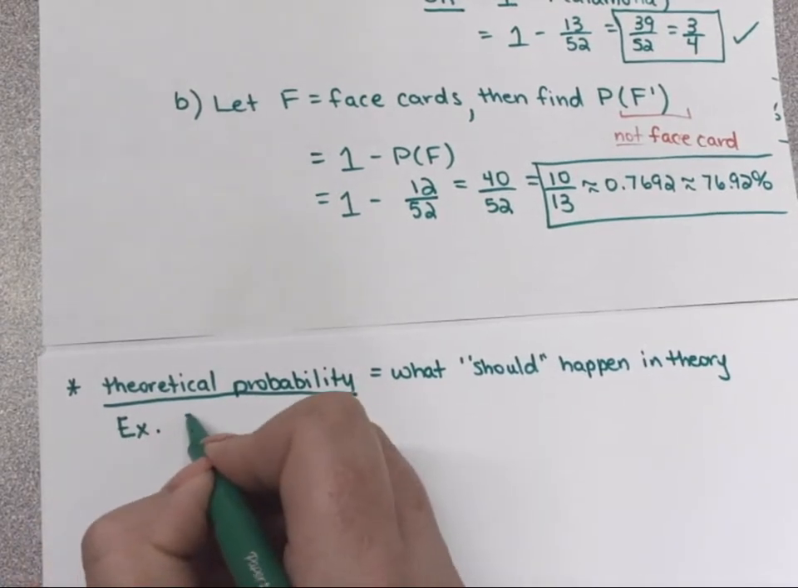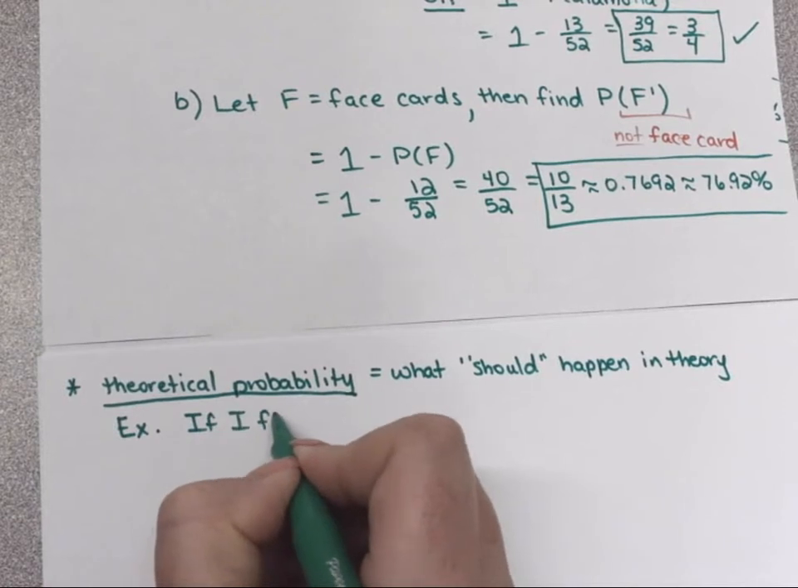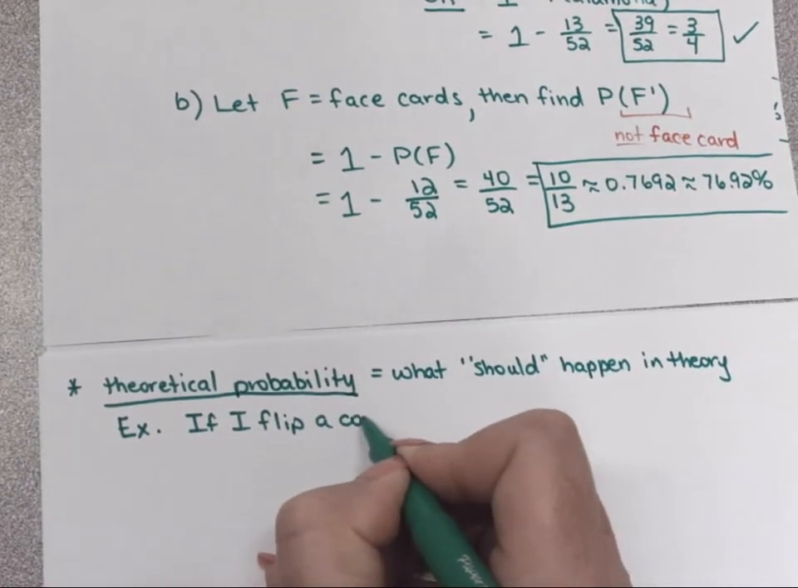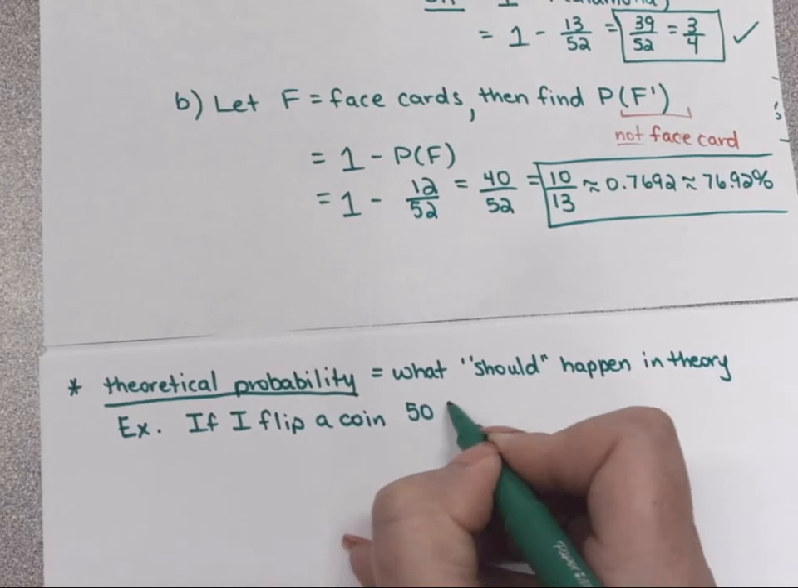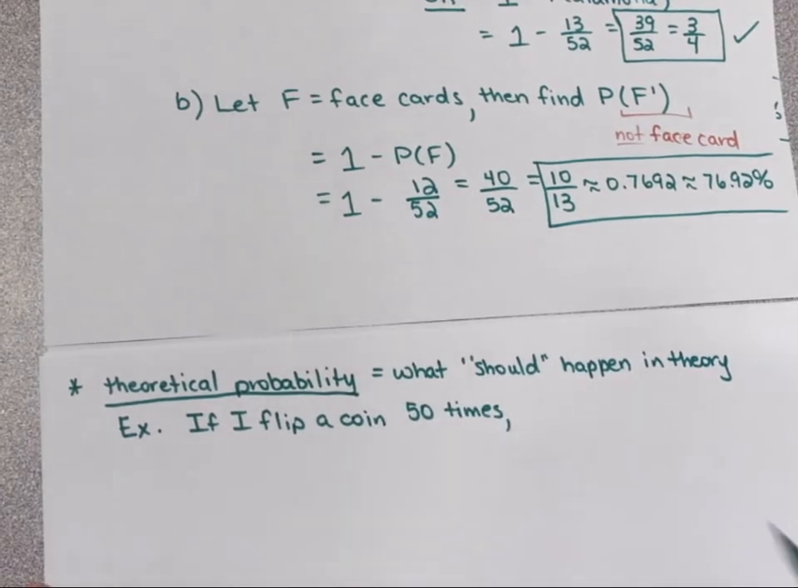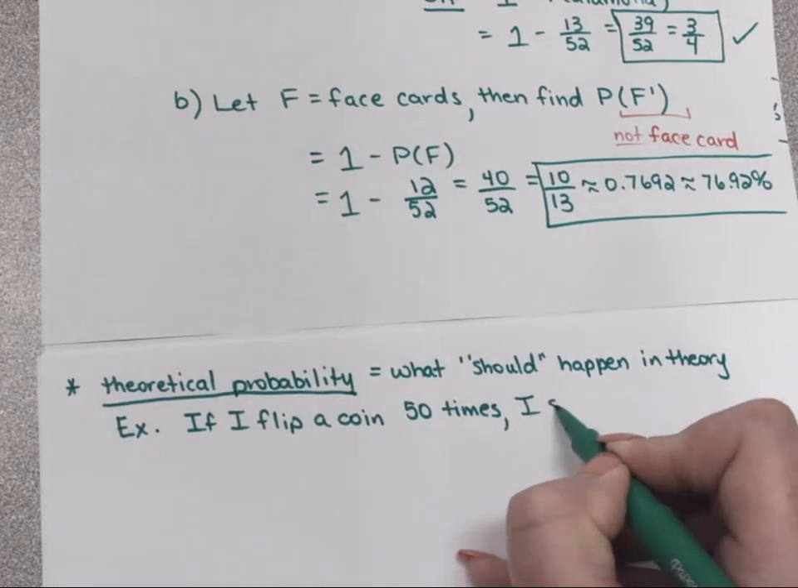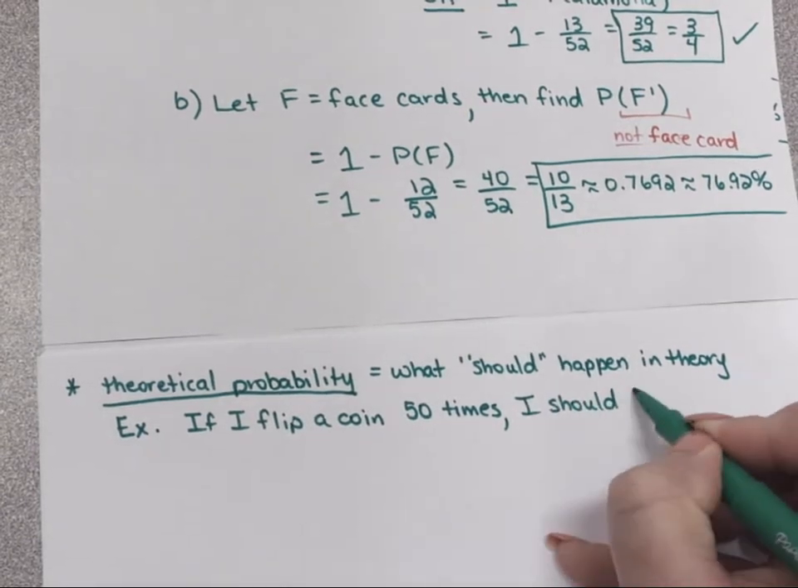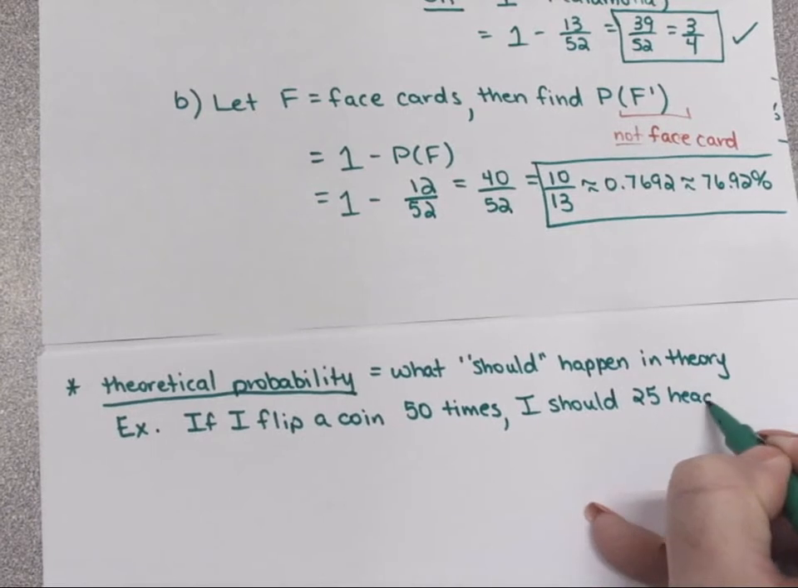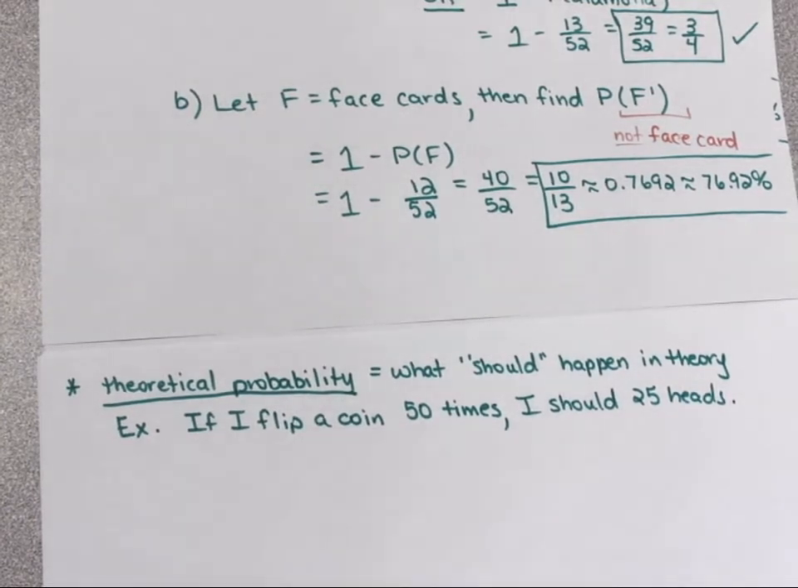Okay, so an example is if I flip a coin 50 times, what should happen? It may not happen, but what should happen? So how many options are there when you flip a coin? 2, right? Heads or tails. So what should happen as far as how many heads you get? You should get exactly how many? 25. Okay? In a perfect scenario, that's what would happen. That's what, quote, should happen.